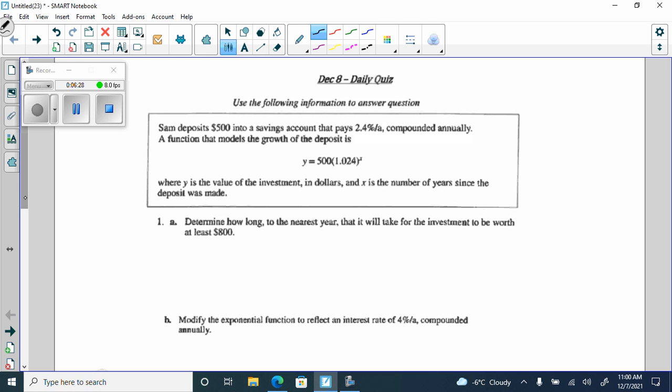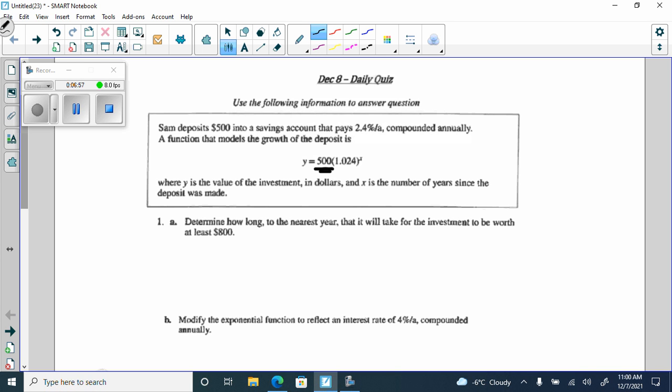So I want you to tell me, before we even do this, what does this 500 represent? The initial amount of money that Sam went into the bank with, correct? Sometimes they will just give you an equation and ask you what the numbers in the equation represent. And you'll say the 500 represents the initial amount of money that Sam deposited into her savings account.